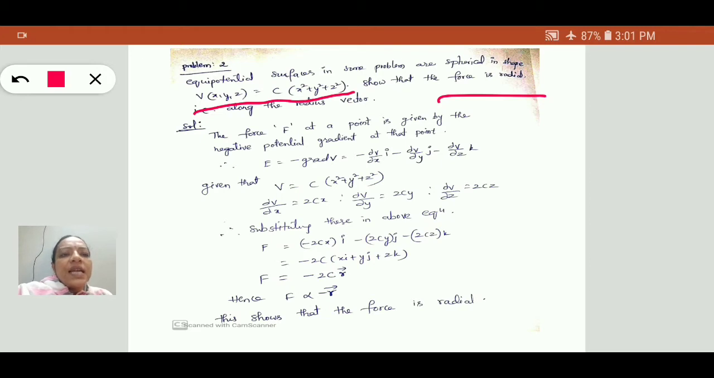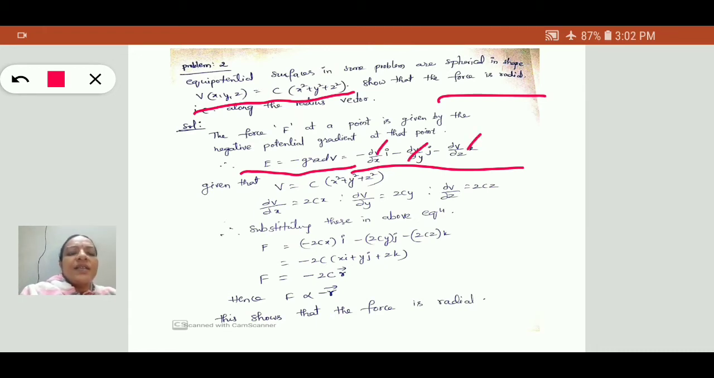So first let us calculate the field intensity, which is obtained by the operation of gradient on this potential function, that is E is equal to minus gradient V. This can be written as E is equal to minus dou V by dou X i minus dou V by dou Y j minus dou V by dou Z k.